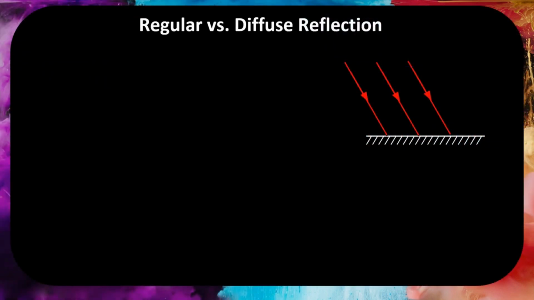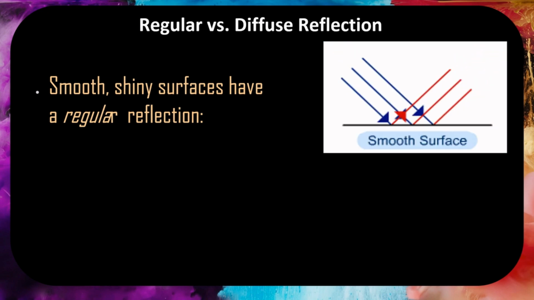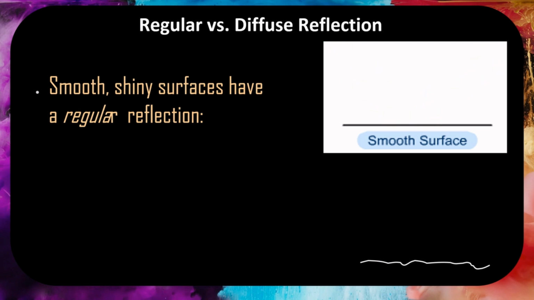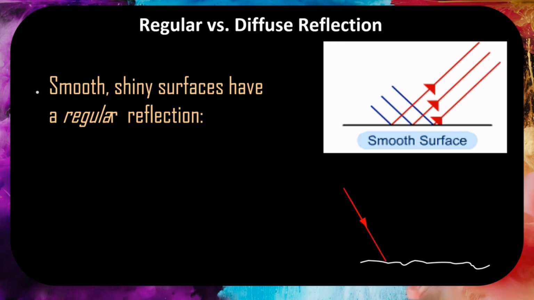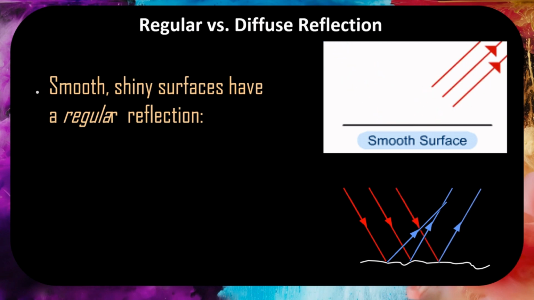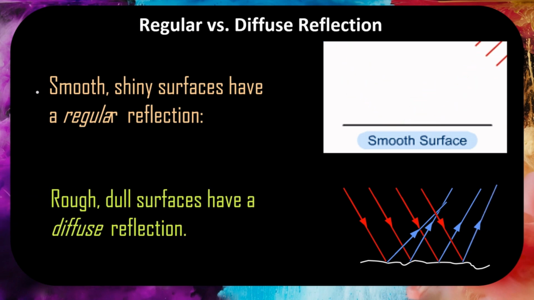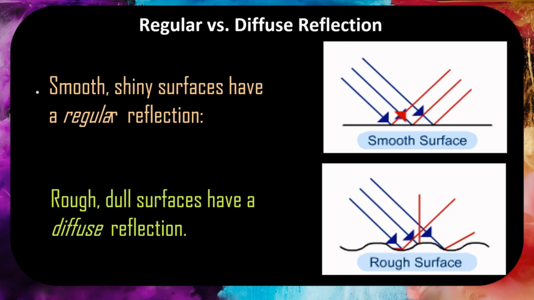When a group of parallel rays strikes a smooth, flat surface, the reflected rays are parallel to one another. Then the reflection is regular. But if it strikes a rough surface, the normal line is different for different rays. As you can observe, the reflected rays are scattered in all directions. This is called a diffuse reflection.